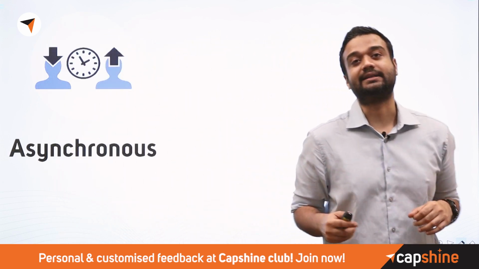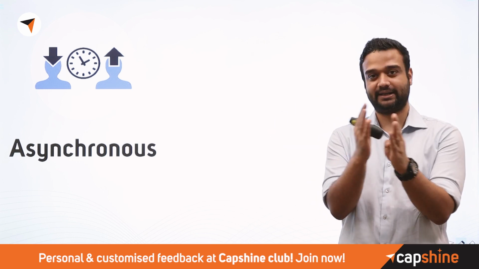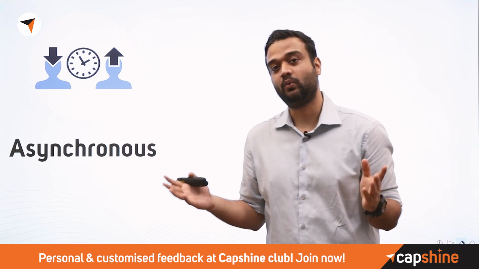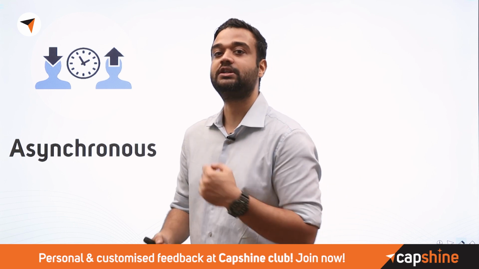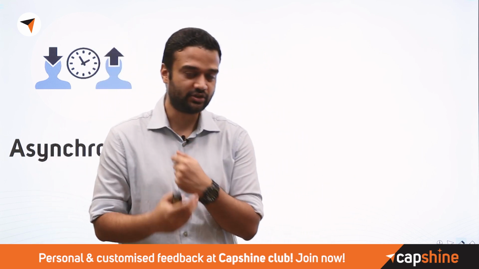Of course, the opposite of that is asynchronous, which is something that is out of phase or is not happening at the same time. This can be used in many ways. For example, if my watch and your watch are not running at the same time, if there's a delay, then they are not synchronized, they are asynchronous.